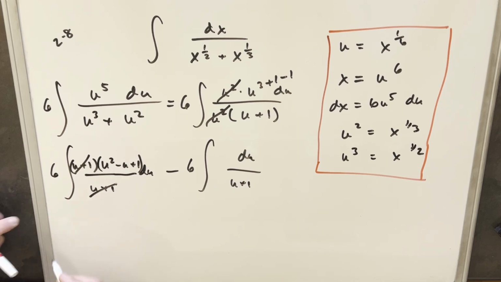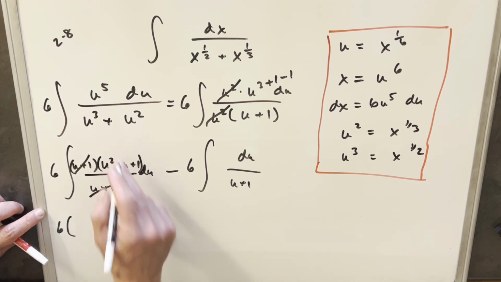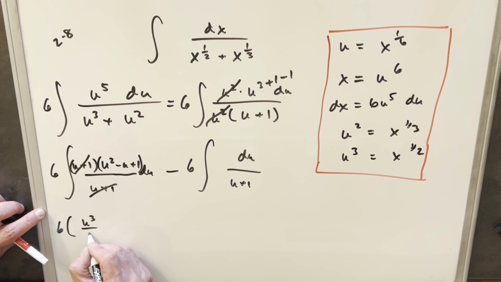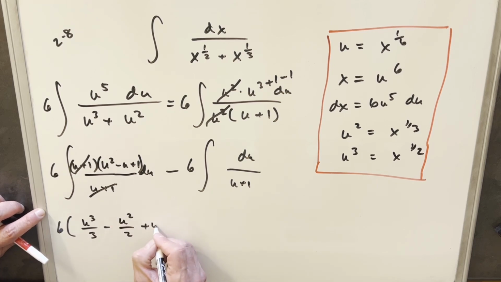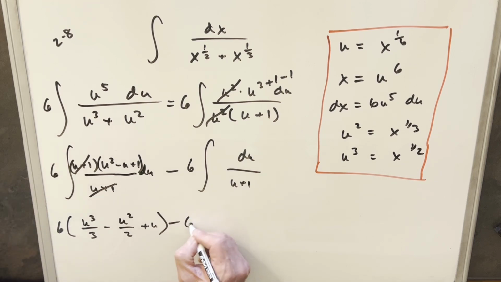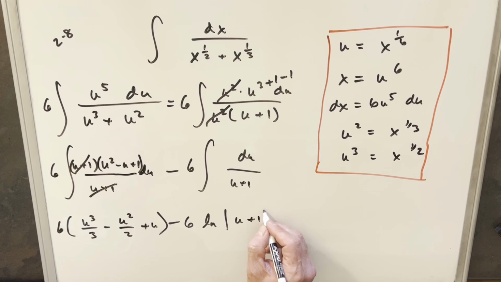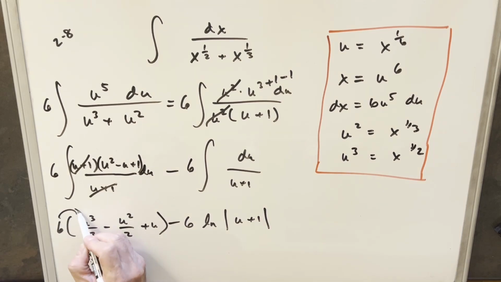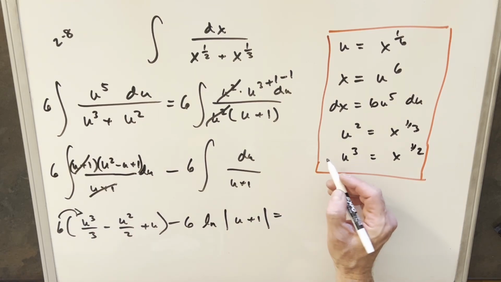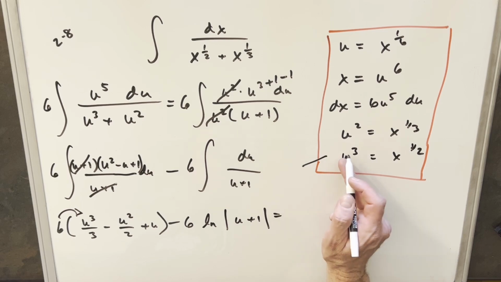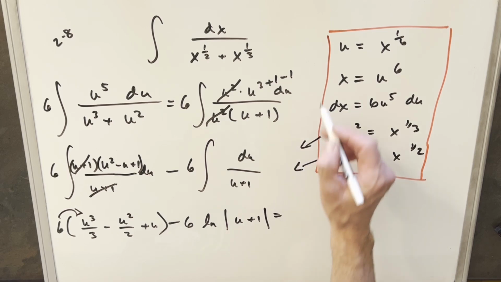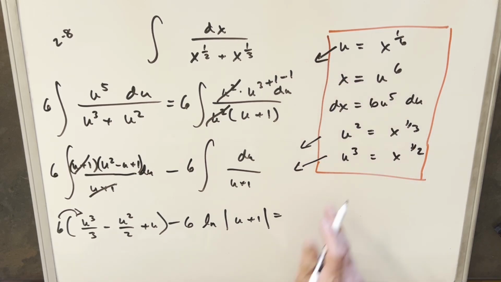So let's do this. I'm going to bring a 6 out front here. Integrating all this gives u cubed over 3 minus u squared over 2 plus u. Then the next one is the natural log of the absolute value of u plus 1. Now I want to distribute in my 6, and we also need to back substitute. It's nice because we have our u cubed, u squared, and u, so we have everything we need up here.